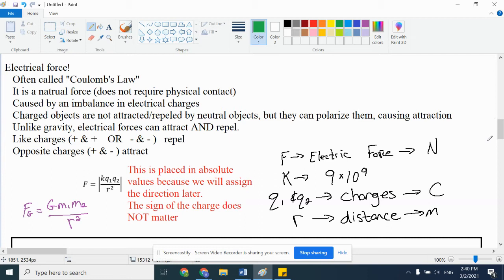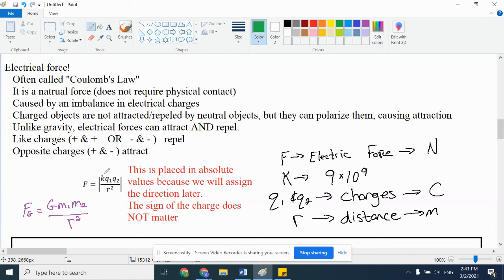Again, it's the electrons that are doing the moving, gains or losses of electrons. Charged objects are not attracted or repelled by neutral objects, but they can polarize them, causing attraction, and it would always be attraction and not repulsion. Also, unlike gravity, electrical forces can attract and repel. And you probably know from middle school, two positives or two negatives would repel each other. Opposite charges, like a positive and negative, would attract.